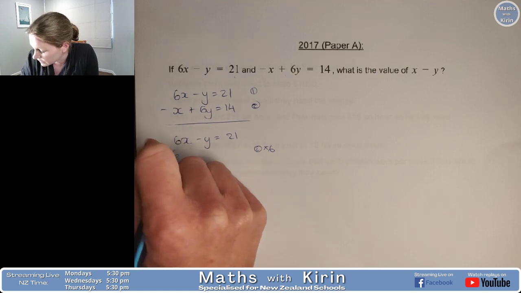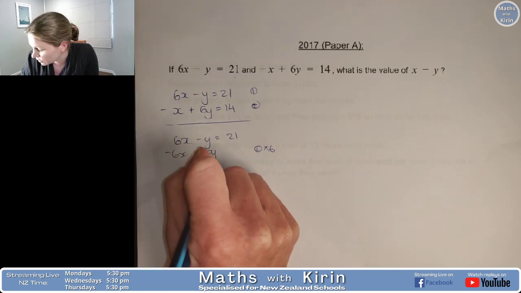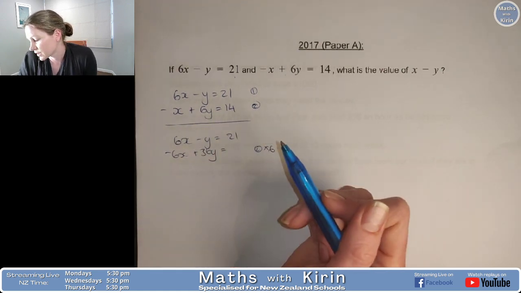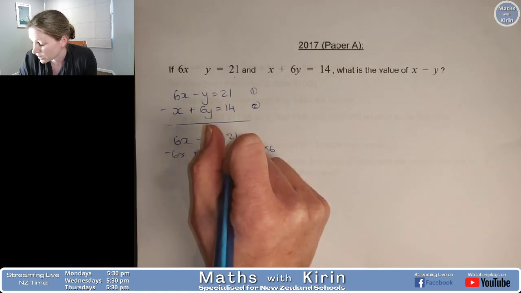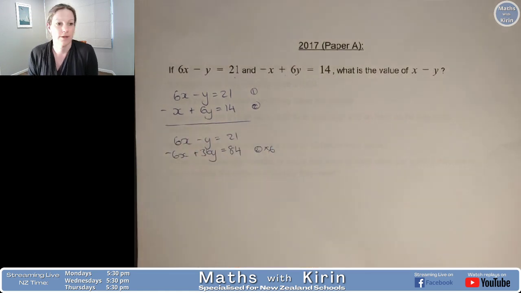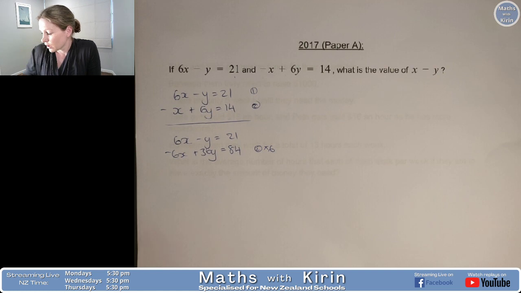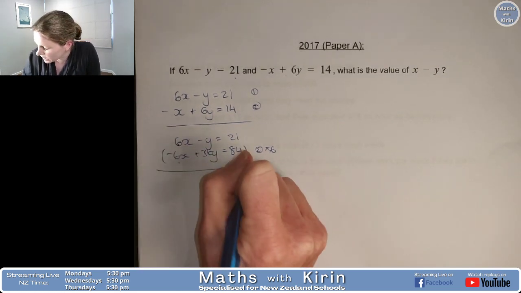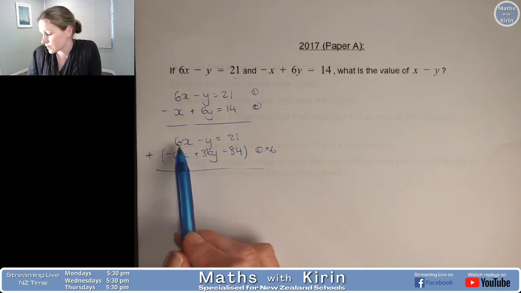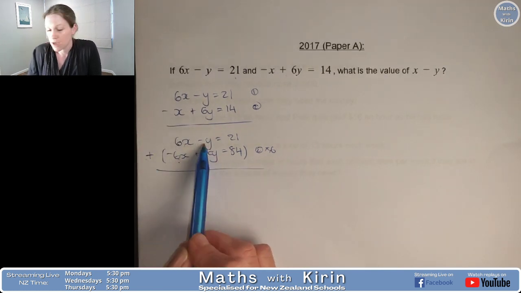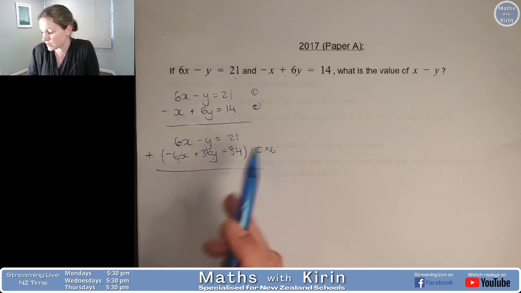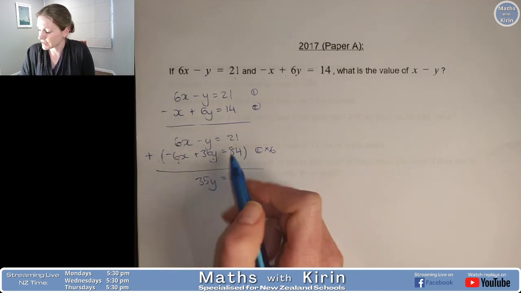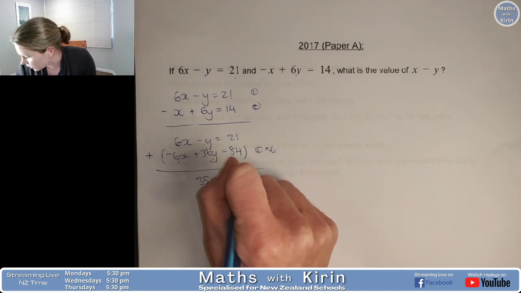So we get negative 6x plus 36y is equal to 14 times 6. So 10 times 6 is 60 and 4 times 6 is 24. So 60 and 24 is 84. Cool. Positive 6x and negative 6x. So this time we're going to add the equations. 6x plus negative 6x is nothing. Negative y plus 36y is 35y. And 21 plus 84 is 105.